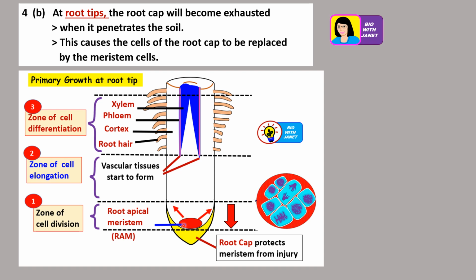So when the root cap becomes exhausted, the cells of the root cap have to be replaced by the meristematic cells behind it. Now what happens if the root cap is worn out and after that the root apical meristem is injured and damaged? If that occurs, then if this part is injured, it cannot carry out the function of mitosis, then the root will not be able to grow downwards or lengthen anymore.